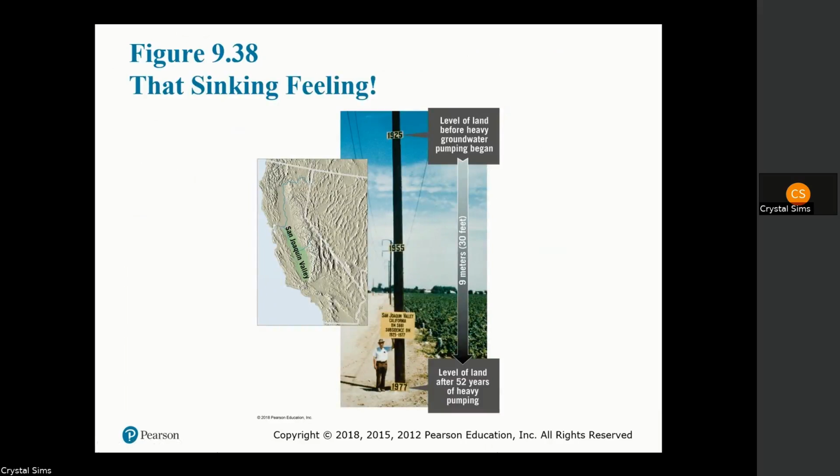And this is a picture from the San Joaquin Valley, where between 1925 and 1975, due to irrigation, this part of the valley subsided almost 30 feet because of the withdrawal of groundwater. So we can see cases of this in Las Vegas, New Orleans, Baton Rouge, Arizona, and then around Houston and Galveston.